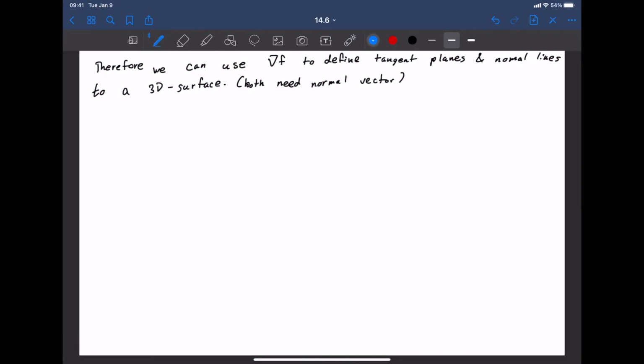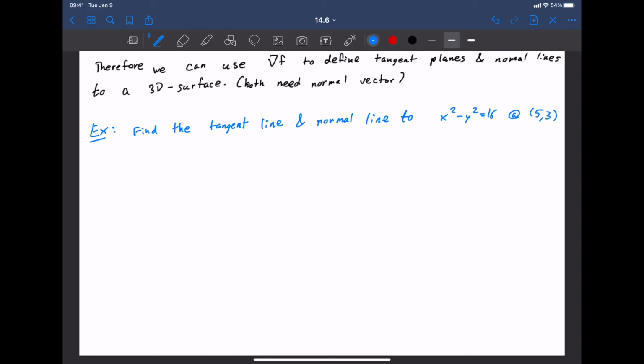So let's see this in action. Let's slow down and go back to 2D real quick. Find the tangent line and normal line to x squared minus y squared equals 16 at the point 5 comma 3.